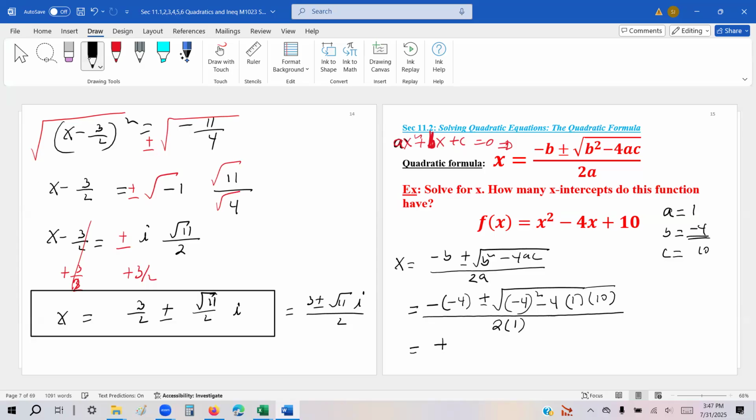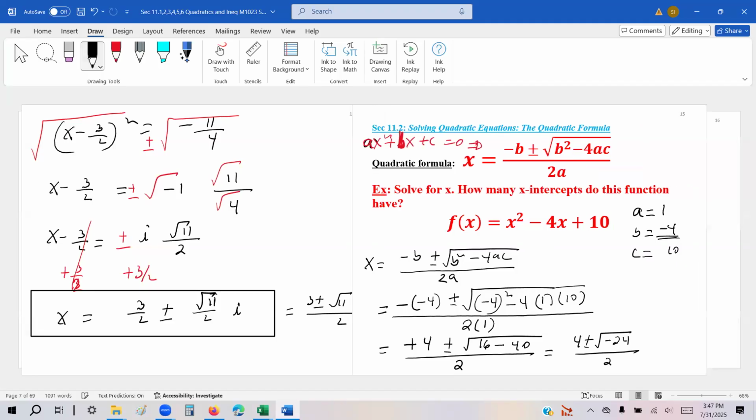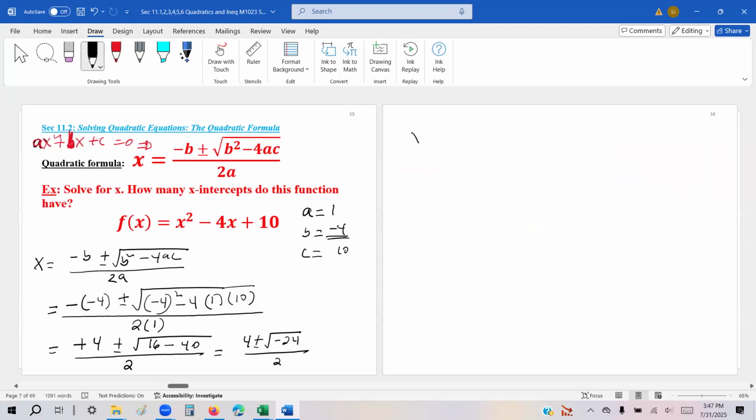But both methods, you should know. What is negative 4 squared? 16 minus 40, divided by 2. So 4 plus minus square root of 16 minus 40. Negative 24 over 2. 4 plus minus square root of negative 24, over 2.